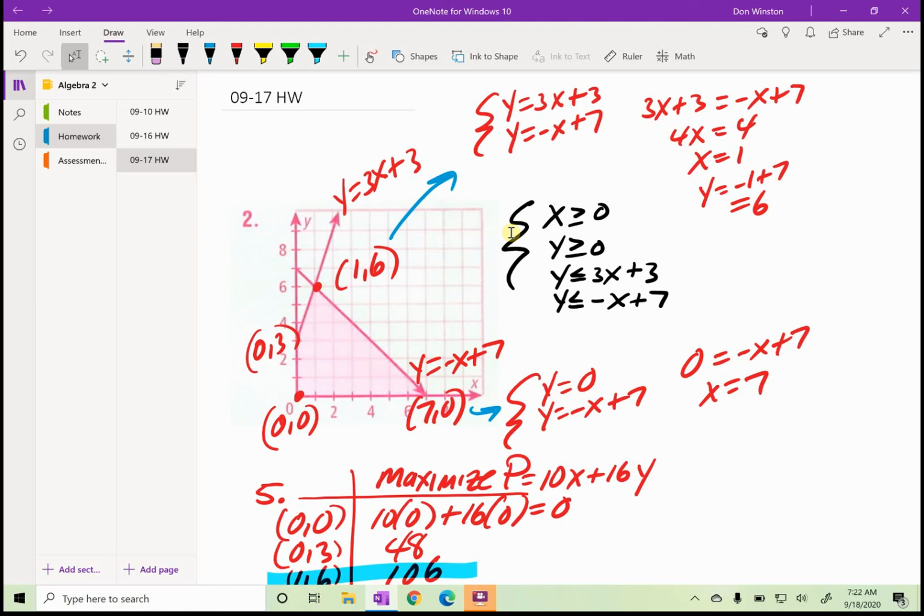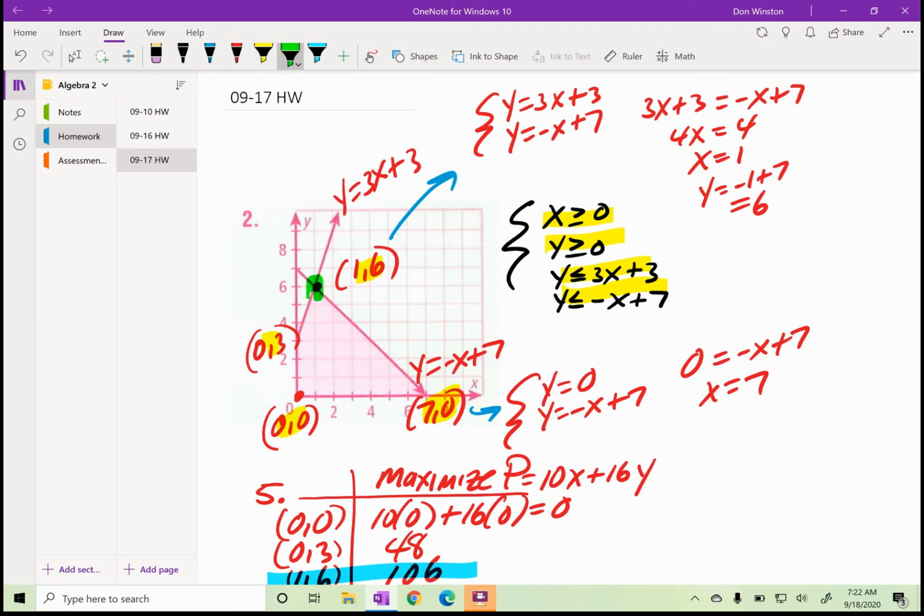In any case, let me go over the problems here. So number 2, when you graph the system of inequalities, you got that feasible region, and the corner points were (0, 0), (0, 3), (1, 6), and (7, 0). If you graph things correctly, it's easy to see the corner points. But again, I would verify by writing a system of equations and then verifying it.